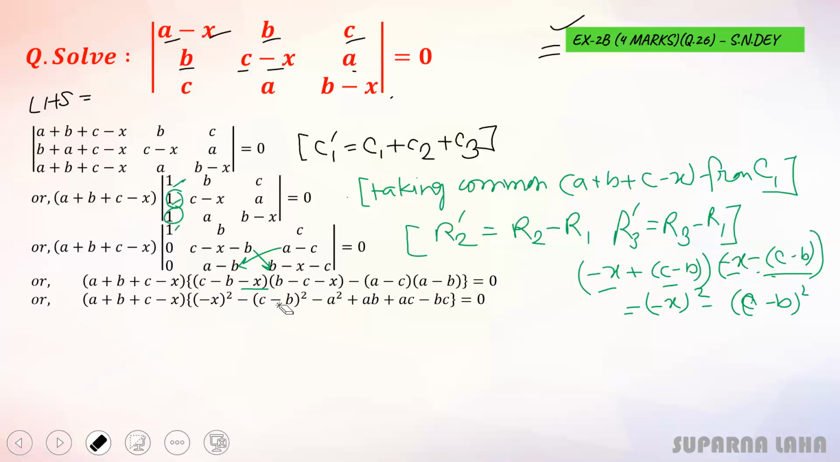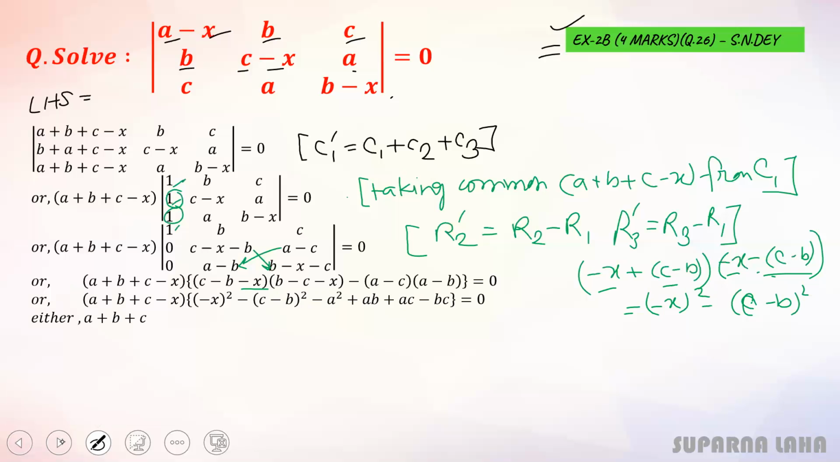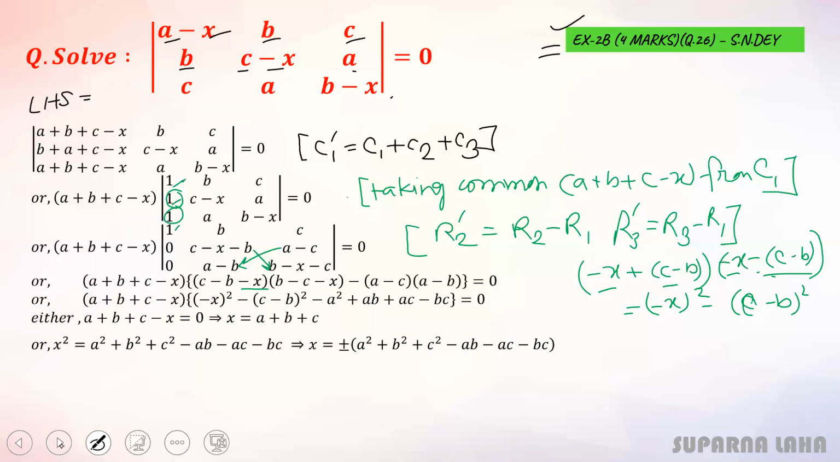Just simplify this equation. If you simplify this, you will find either x is equal to a plus b plus c, or x square is equal to a square plus b square plus c square minus ab minus bc minus ca. Now you can write x is equal to plus or minus the root of this value. So these are your answers, this one and this one. This is the value of x.